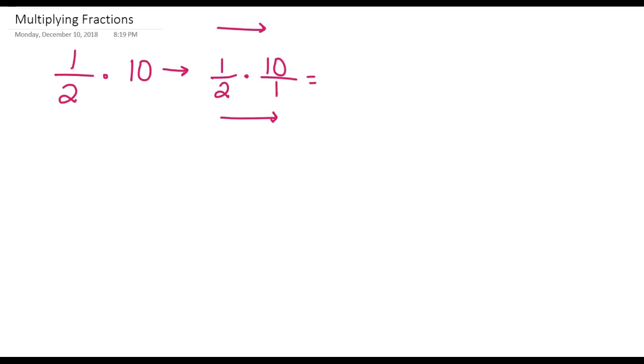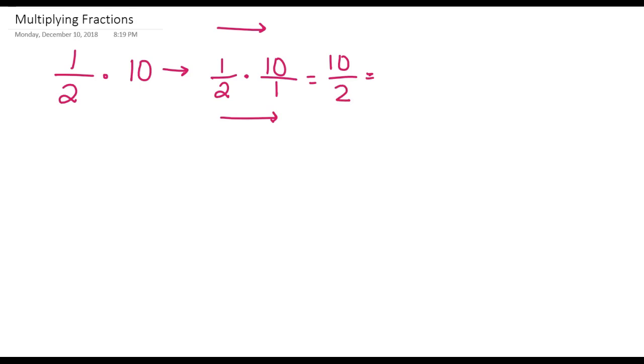So if we have 1/2 times, remember that's that dot, times 10, this really is 1/2 times 10/1. Remember, all whole numbers are actually over 1. So then all we do is multiply straight across. Okay, so I'm going to do 1 times 10, which is 10, and 2 times 1, which is 2.